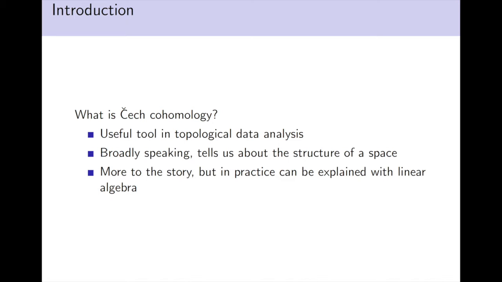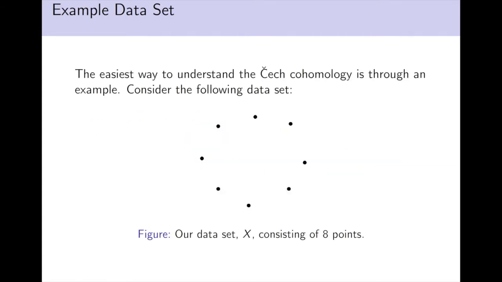One thing to keep in mind is that there's a lot more to the story here. There's a lot of topology behind this concept, and we're going to have to gloss over that just so we can wrap this all up in a reasonable amount of time. But we're only working with practical examples here, so we can actually explain everything in terms of linear algebra. Just keep in mind, though, that when I'm talking about space, I will be talking in this discussion about vector spaces, but in general, Čech cohomology can work in any topological space. The best way to understand Čech cohomology is by looking at an example.